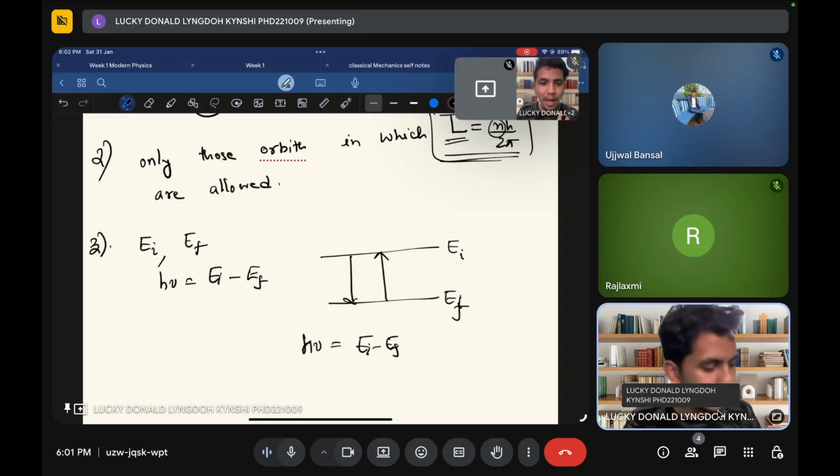Example, I will give you an example. Suppose you have an electron going from up to down, or down to up, from a lower energy state to a higher energy state by gaining some energy.